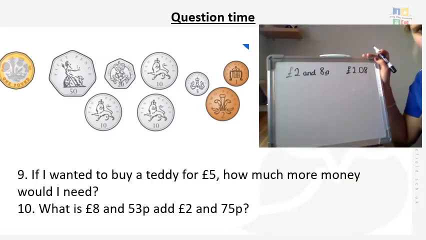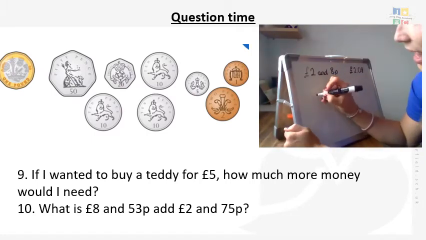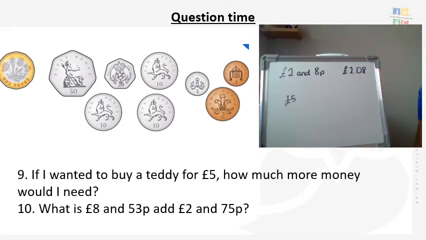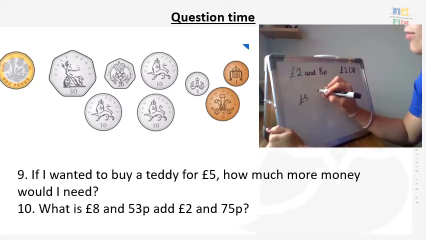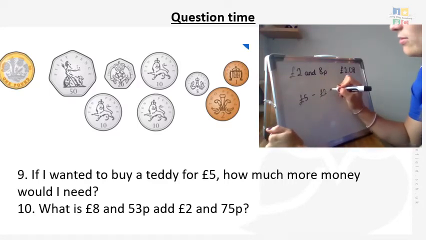I know that I've got £2.08 in total. So it says if I wanted to buy a teddy for £5, how much more money would I need? Remember, when we say the words more than or less than, we're going to be taking away because we're trying to find the difference of what we want. So I want to find the difference, so I'm going to do £5 take away £2.08.